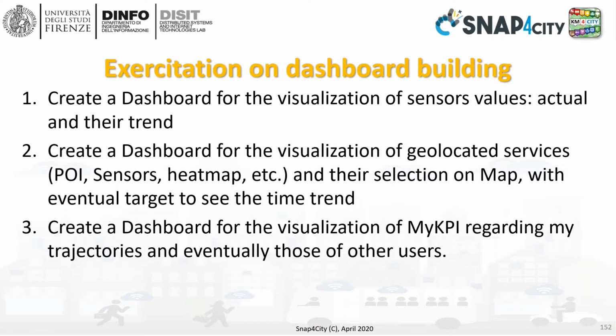I'm going to create 3 different dashboards. The first one is a dashboard for the visualization of sensor values and their trend. The second example is a dashboard that visualizes geolocated services like points of interest, sensor data, heat maps, and so on, and their selection on a map. And in the third example, I am going to create a dashboard to visualize my KPI regarding my trajectories or trajectories of other users that provide me the permission to access their data.